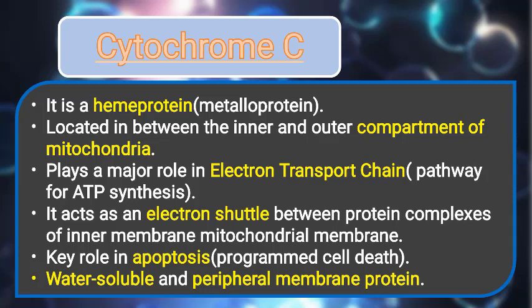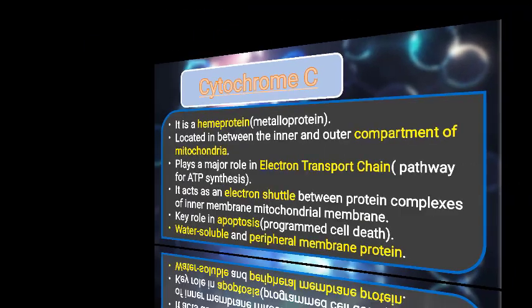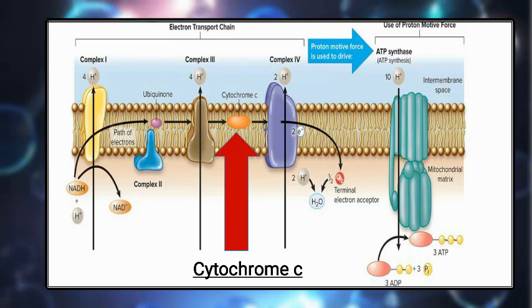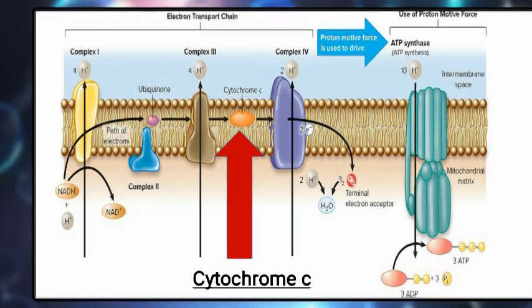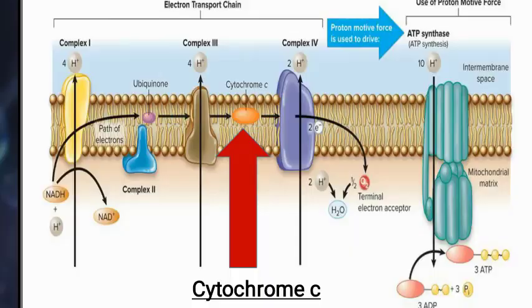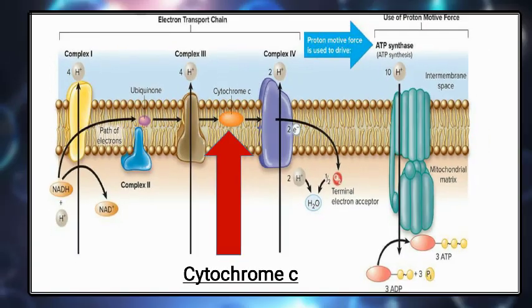As we already know, peripheral membrane proteins are temporarily bound to the membrane either by attaching to integral membrane proteins or by penetrating the periphery of the membrane. As we can see here in this diagram of the electron transport chain, cytochrome C penetrates the periphery of the membrane and behaves as an electron shuttle or transport carrier between complex 3 and complex 4.